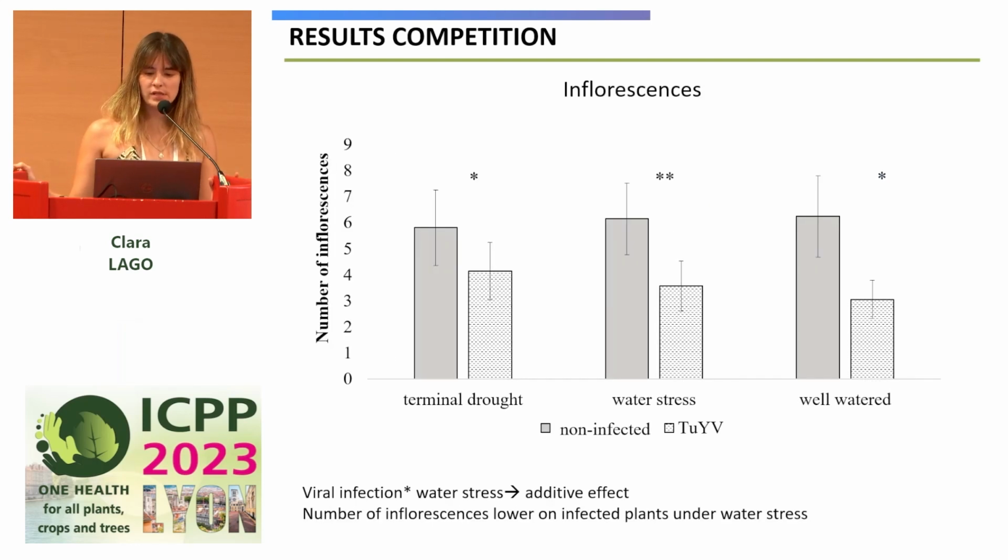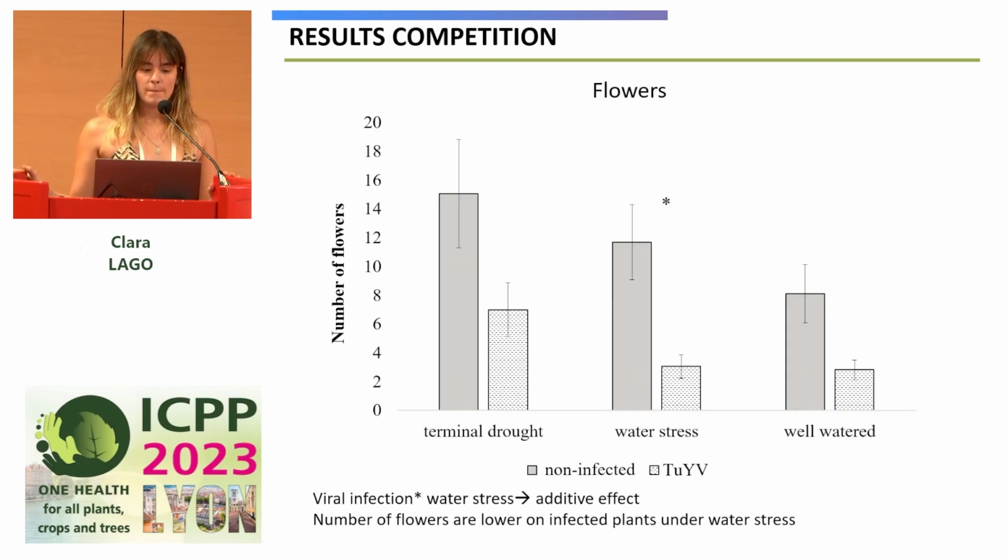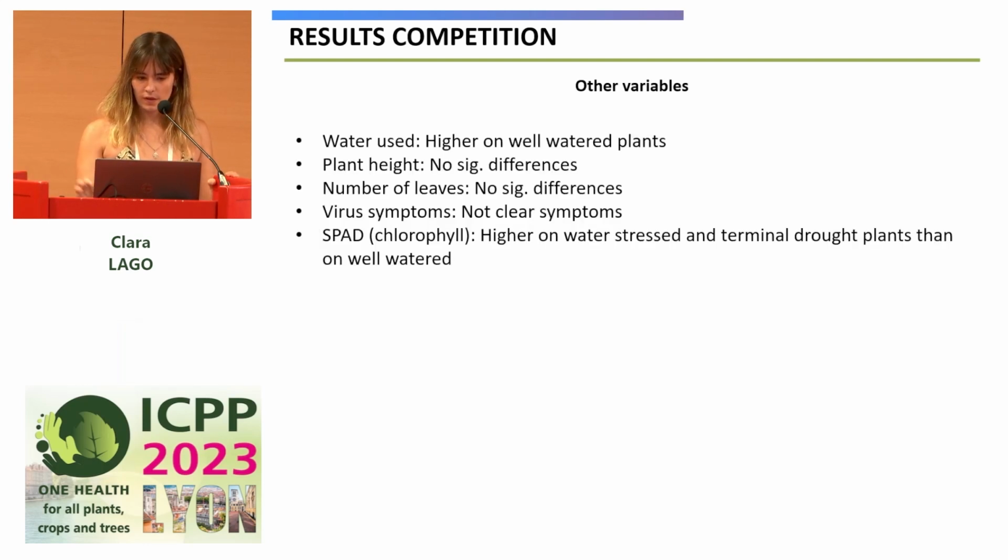For the number of inflorescence, we again observed that for infected plants, the number of inflorescence was significantly lower than for non-infected plants on all the water treatments, and that the interactions between both stresses are additive. But for the number of flowers, we just found that when plants were infected with turnip yellow virus, the number of flowers is significantly lower compared to non-infected plants when they were under water stress.